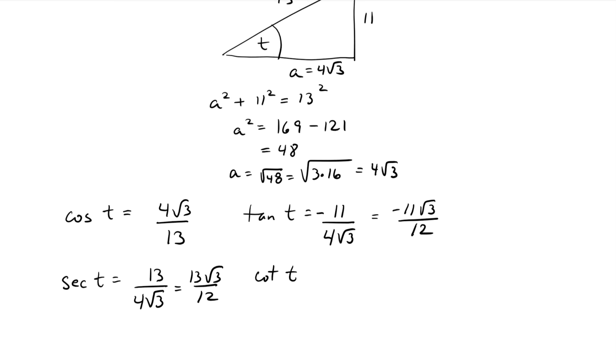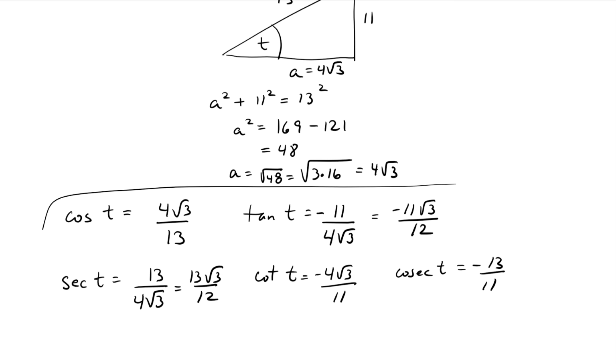Cotangent is the reciprocal of tangent. So minus 12 over, well, actually, you know what? I'm going to flip this expression around, because doing that I will have no radical in the denominator. So minus 4 root 3 over 11. There we go. And what am I missing? I'm missing cosecant. Cosecant is the reciprocal of sine, which was given to me initially. So minus 13 over 11. So here we go. We've got them all here.